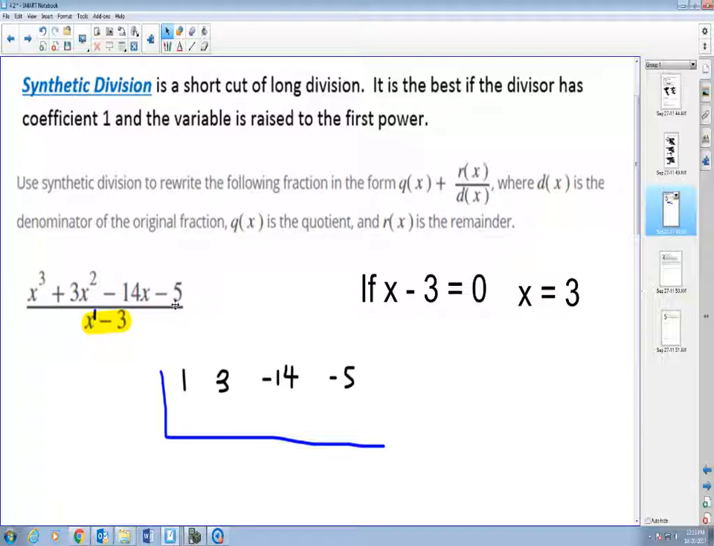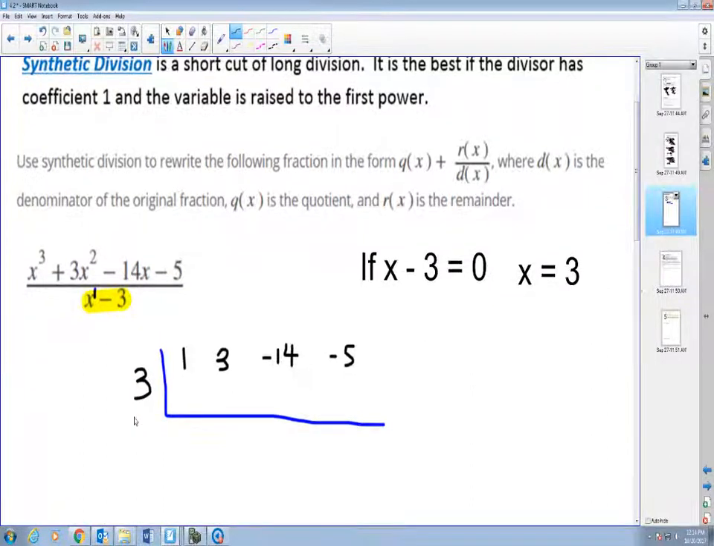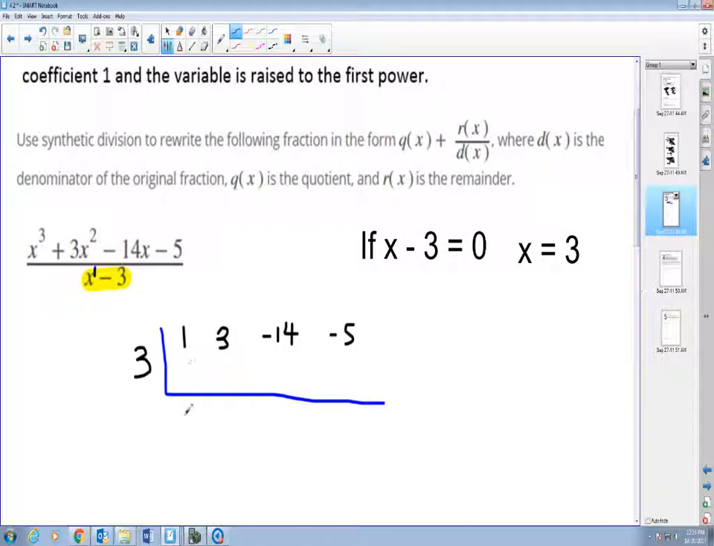Okay. And ultimately what we're trying to do here is figure out how we can find the zeros. So for a moment, let's pretend x minus 3 is a factor, therefore 3 is a 0. So 3 will be the divisor I will use. So the first step, bring down the first coefficient. Second step, we will multiply. So 3 times 1 will be 3. And we put the 3 right below the second coefficient.